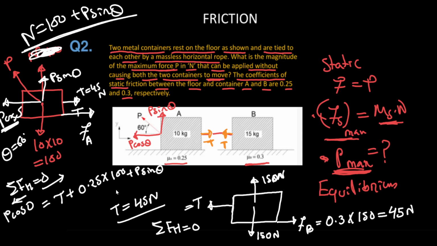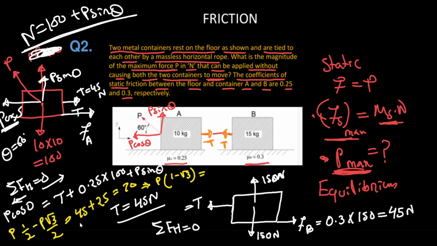So from here I can write P cos 60 degrees, which is 1 by 2, minus P sin 60 degrees, root 3 by 2, is equal to T, which is 45 Newton, plus 0.25 of 100, that is 25. So 45 plus 25 is 70. P in common, so it is nearly 1 minus root 3 equals 2 times 70, which is 140. So P is equal to 140 divided by 1 minus root 3. Whatever the answer will be, you can calculate.